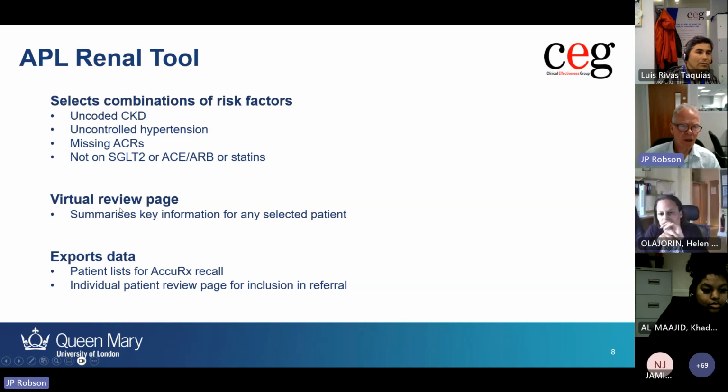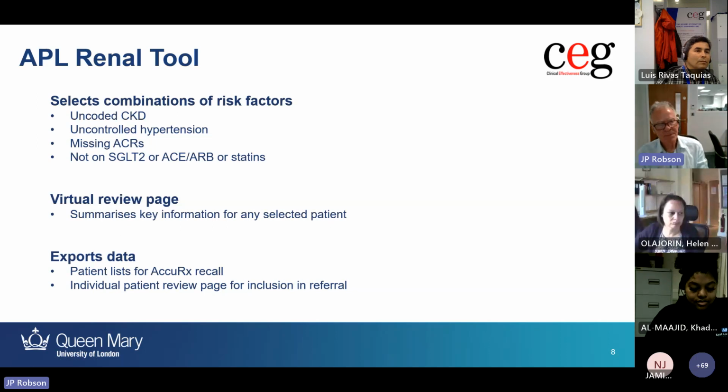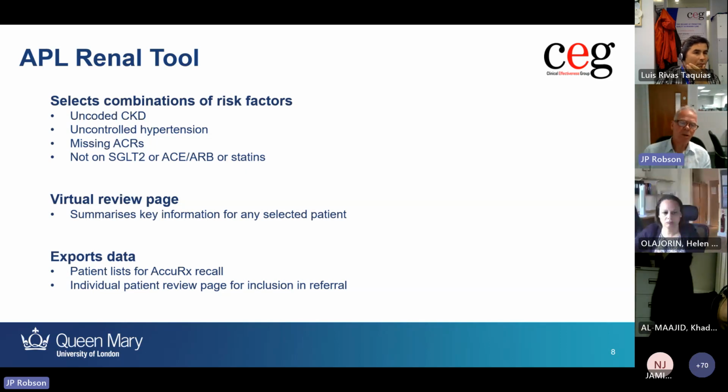Secondly, it's got a virtual review page. So for any patient listed in the filter that you've chosen, you click on that person and it will open up a virtual review page that summarizes all the key information for that patient. And it's a very useful summary for the GP, for the nurse, for the in-practice pharmacist, whoever's looking at that. They can quickly say, do I need to look at the notes of this person to find out any further information? It's a very quick way of doing it.